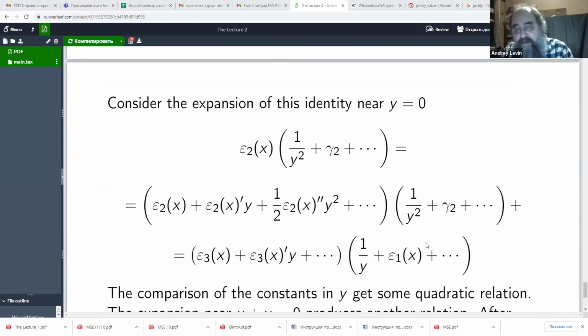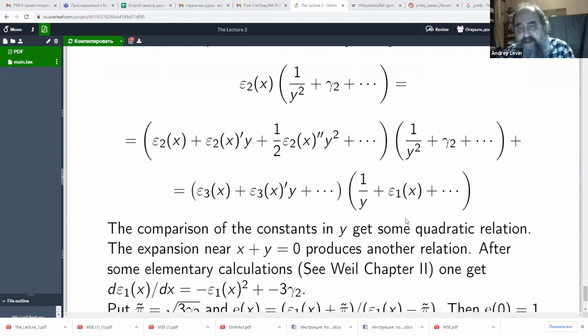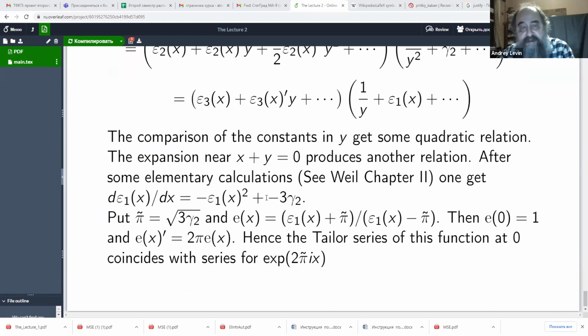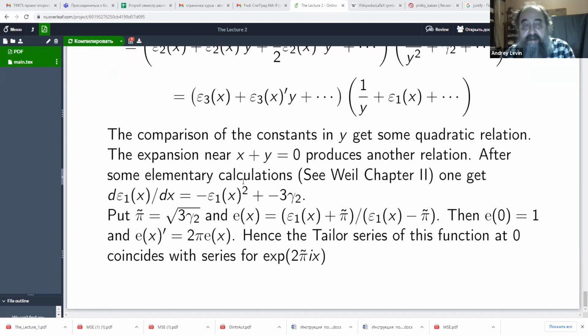And now I want to compare term by term and get some quadratic relation on epsilons. All this is written in the book of Weil. Another expression is, if I take the expansion near x plus y equals 0, and after some tricky combination, I deduce the differential equation for epsilon 1. Again, here, of course, I use that d epsilon 1 over dx is epsilon 2 and so on. This is the differential equation for cotangent.